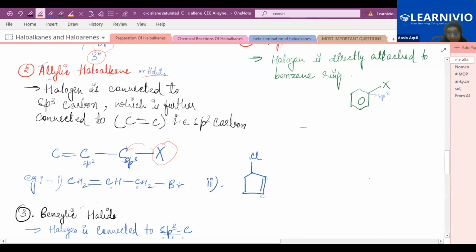See the example. In this first example, the bromine atom is attached to this carbon, and this carbon is sp3 hybridized. Further, this sp3 carbon is attached to a carbon-carbon double bond, which is sp2 hybridized. So this is your allylic halide, and we call this carbon an allylic carbon. Second example: the chlorine is attached to this carbon, which is sp3. Again, this sp3 carbon is attached to a carbon-carbon double bond, which is sp2 hybridized. So this is your allylic halide.